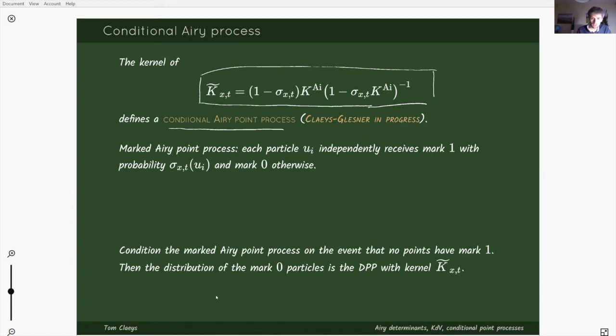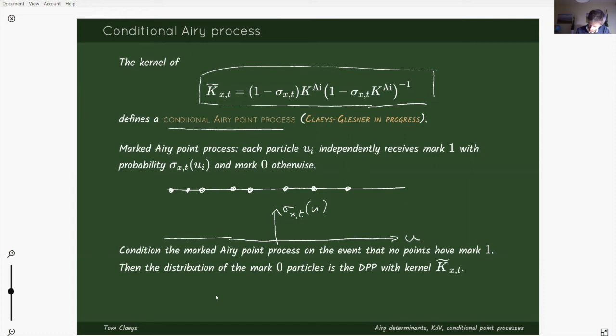We consider a configuration in the Airy point process. Recall we have almost surely a largest particle, and then an infinite number of particles to the left of it, like this. Now I will plot the graph of this function sigma as a function of u. Depending on the value of x and t, this will be a more rapidly or slower varying function, and there will be a shift to the right or to the left. But you can think roughly of this picture as the shape of the graph of sigma.